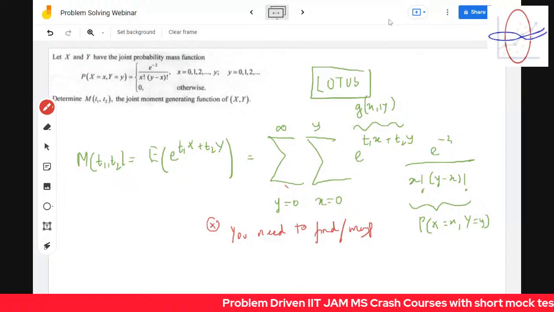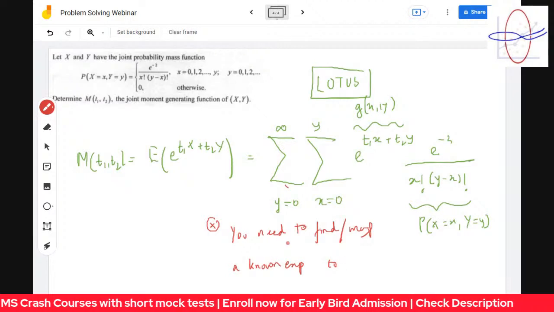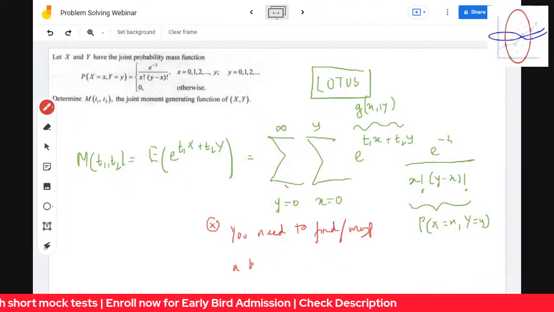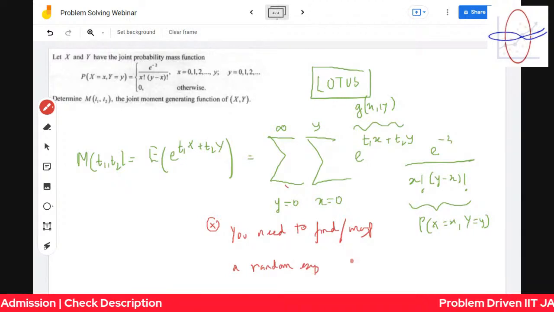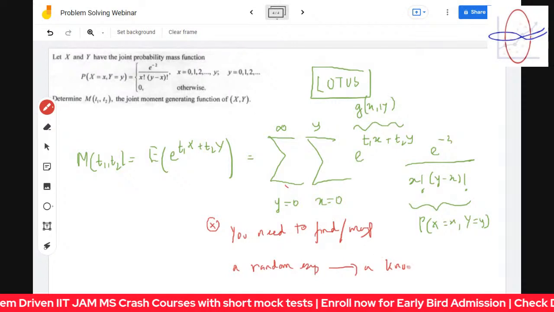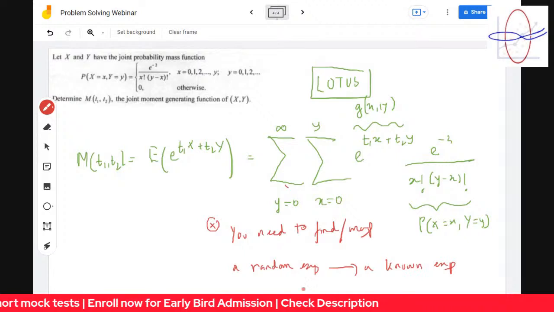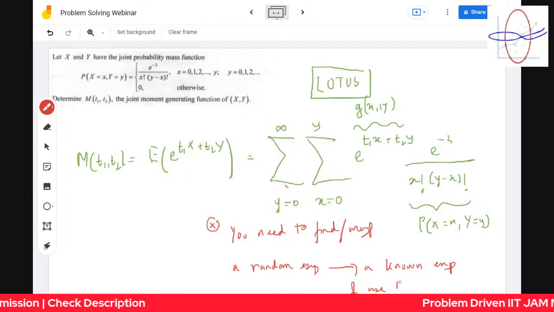Yeah. So you need to find or map a random expression to known expressions, and that is super important. You will not understand how important that is and how much time it saves. Why? Because you know the ideas and results about all the known famous random variables, and if you can map this sort of expression to a known expression, that is the most important idea. So map this expression to a known expression and use the properties of that known random variable.